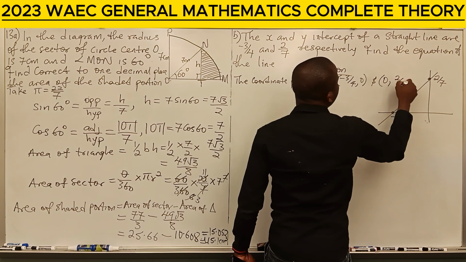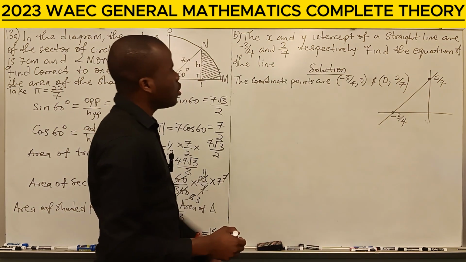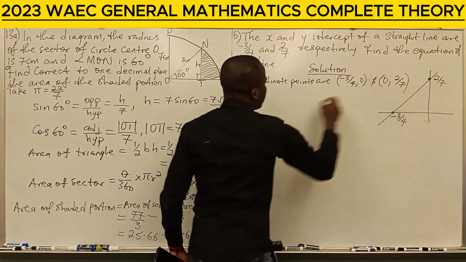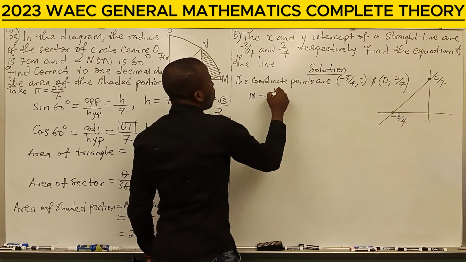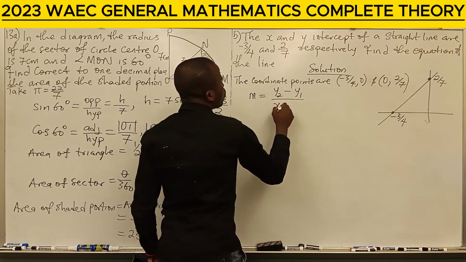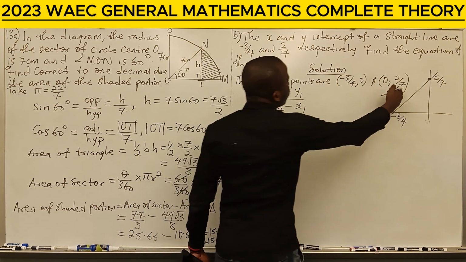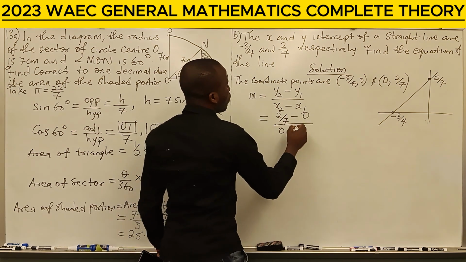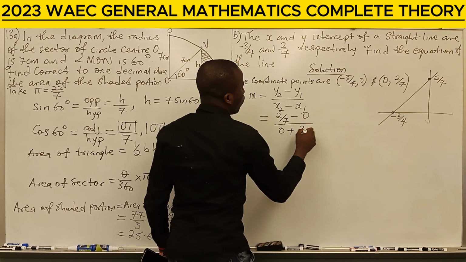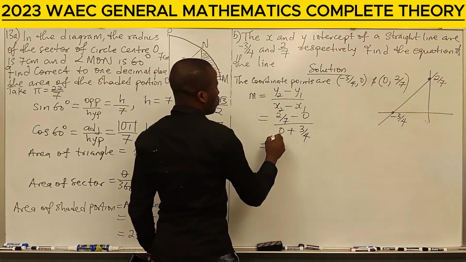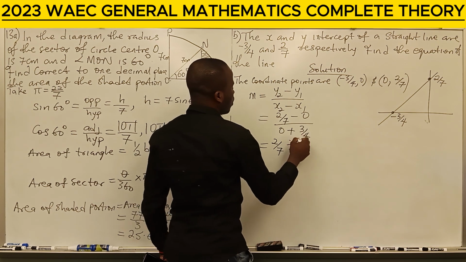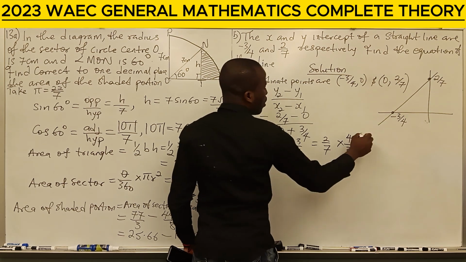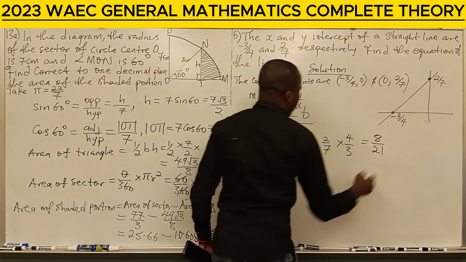0, 2 over 7. To find the equation of a line passing through this point, we need to find the gradient. We can find the gradient using this. Gradient m is given by y2 minus y1 over x2 minus x1. This is y2. This is 2 over 7 minus 0. X2 is 0 minus minus 3 over 4. And so this will be 2 over 7 divided by 3 over 4, which is 2 over 7 times 4 over 3. And this is 8 over 21.